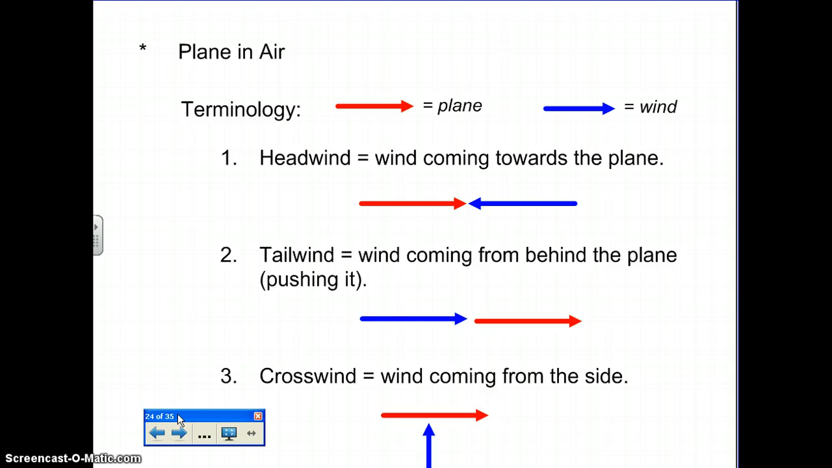And then finally, a crosswind is blowing you off track. You're heading north and south, and the wind is blowing east and west. So you got to try to fight it to move through. So do understand the terminology used here of headwind, tailwind, and crosswind.